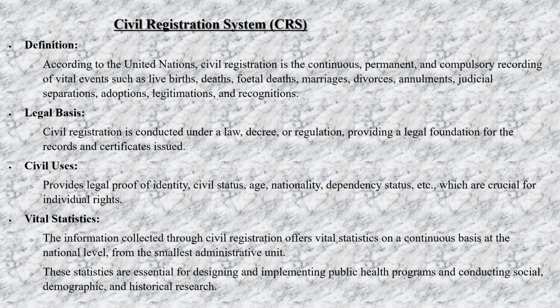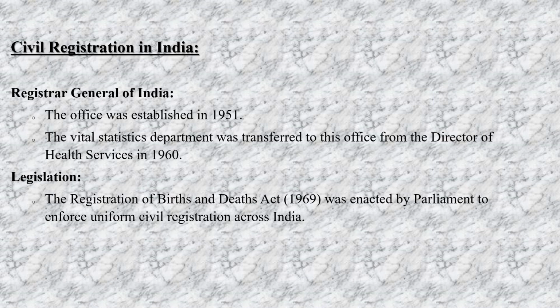Civil uses. Provides legal proof of identity, civil status, age, nationality, dependency status, etc., which are crucial for individual rights. Vital statistics. The information collected through civil registration offers vital statistics on a continuous basis at the national level from the smallest administrative unit. These statistics are essential for designing and implementing public health programs and conducting social, demographic, and historical research.